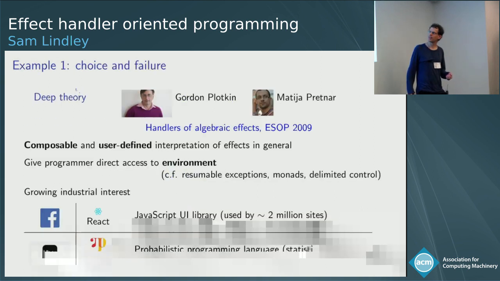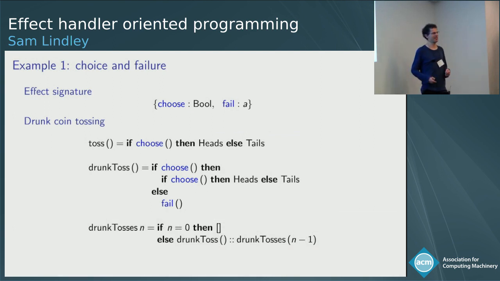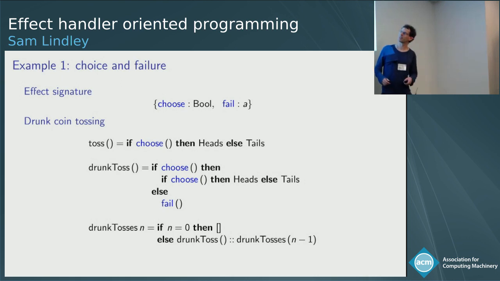All right. So I'm going to spend most of the rest of the talk actually just going through some simple examples to try and get across the idea of what effect handlers are and what effect handler-oriented programming is. This is maybe a somewhat contrived example, but I think it's quite simple, so I like to start off with it. So the main idea is when we're programming with effect handlers, we start off with a signature of operations that our effect is allowed to do.